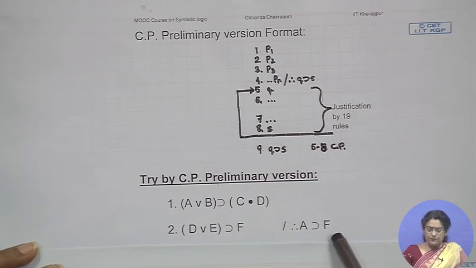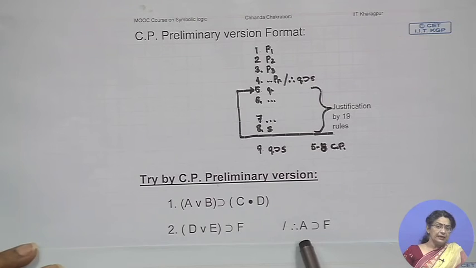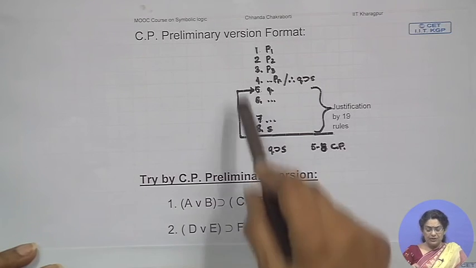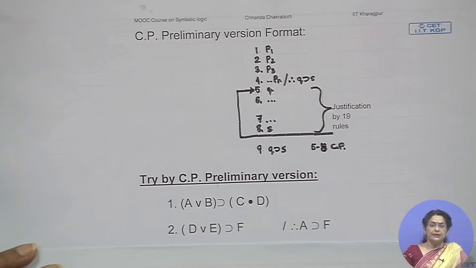See, it calls for the preliminary version of conditional proof because the conclusion is actually a conditional, A horseshoe F. So, you have premise 1, premise 2. What will be your premise 3? Premise 3 will be A. Let us assume that A is true. And what will you solve for? You will solve for F, right? And once you have reached F, you can close it like so, and then you will get back A horseshoe F. Can you do that?